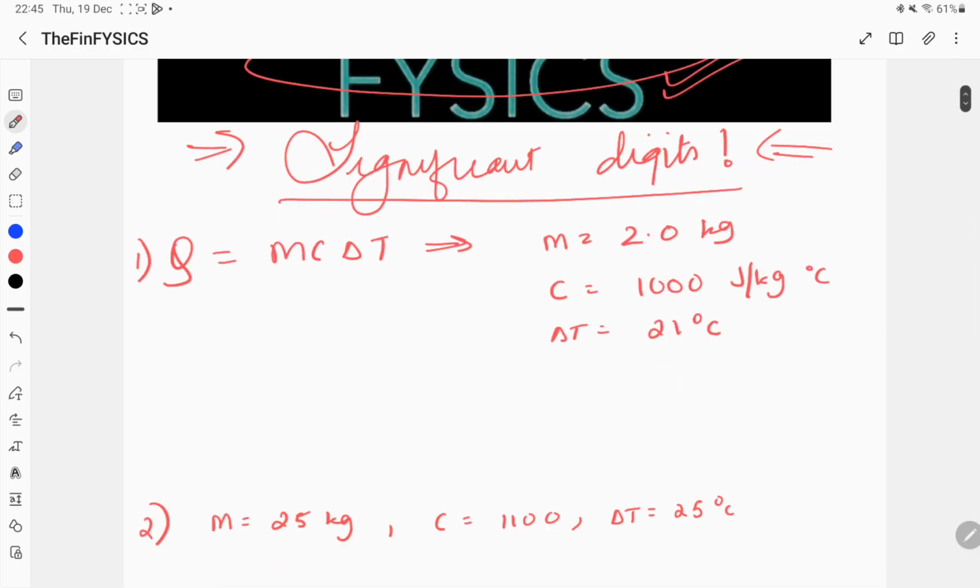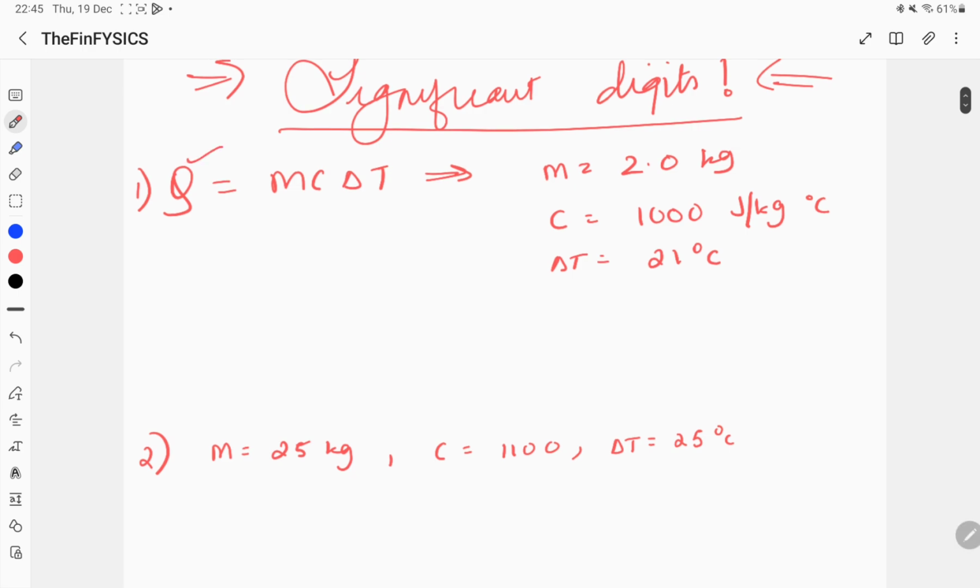What does this mean? Let's assume I am finding the energy supplied. I know the formula is mc delta t, and in the question my mass is 2, c is 1000, and change in temperature is 21. So when you substitute the values, you will get the answer as 42000, right? 2 into 2000 into 21 degrees Celsius.